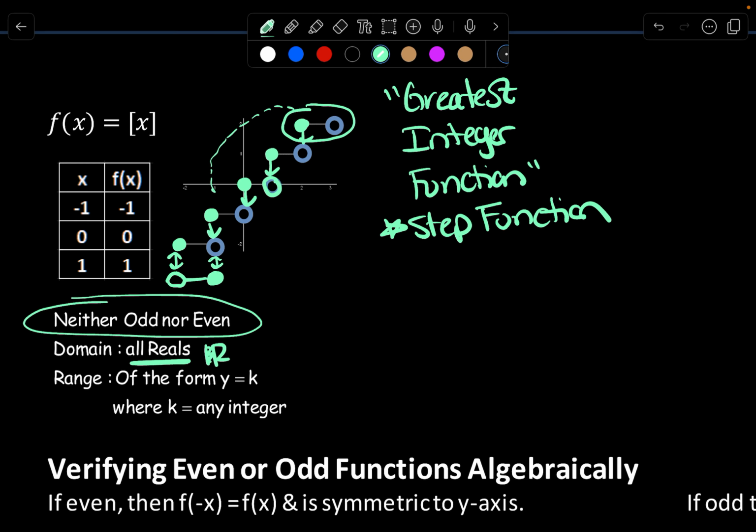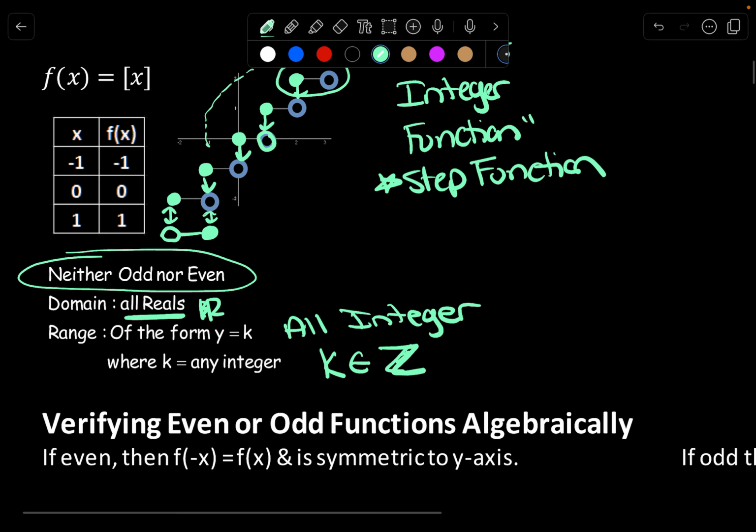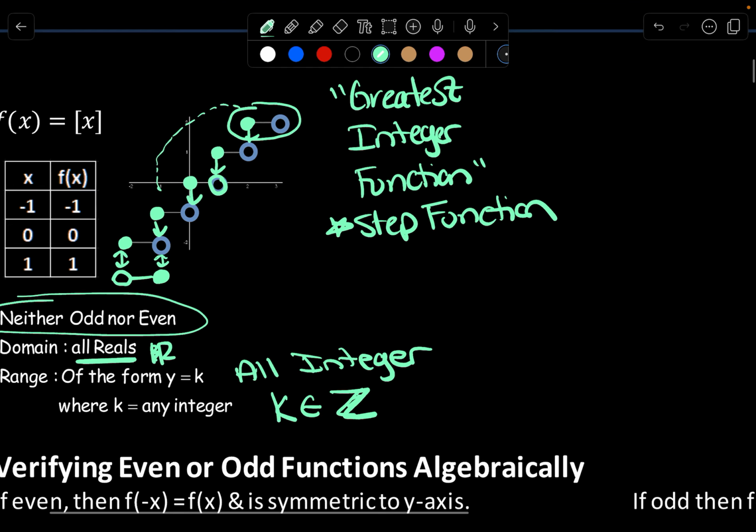The range is going to be, it's just integers, so it's all integers. Or you can say k, where k is an integer, because there are no decimal values, and you can use the Z for that. So just like all reals, it's a double-struck Z. I think it's from German. I forget. I'll talk about more of that in class, but it's from German.